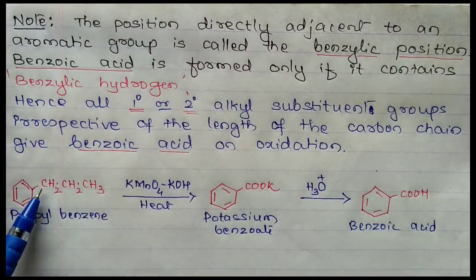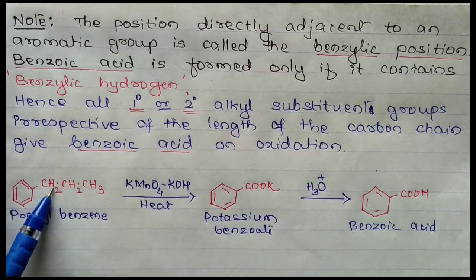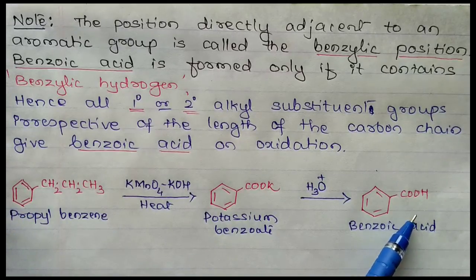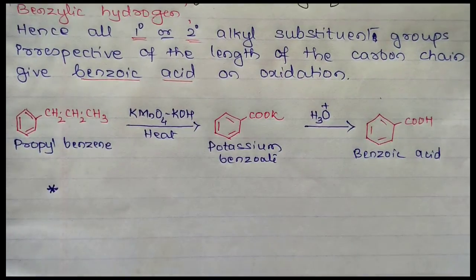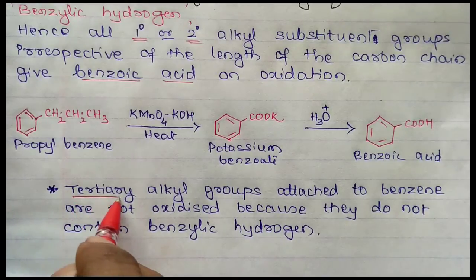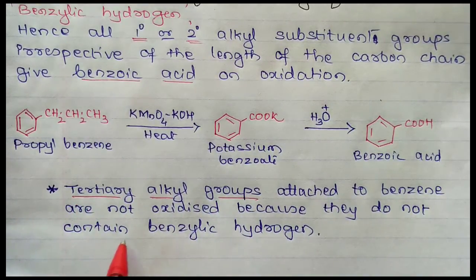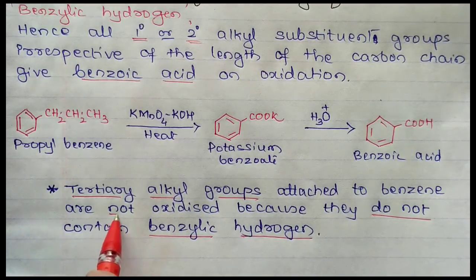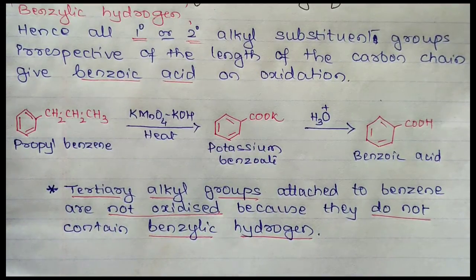As this carbon atom is called the benzylic carbon atom, it contains two hydrogen atoms, hence the final product is benzoic acid. Next note: tertiary alkyl groups attached to benzene are not oxidized because they do not contain benzylic hydrogen. Tertiary alkyl groups do not contain benzylic hydrogen, hence they are not oxidized. This is about the note.